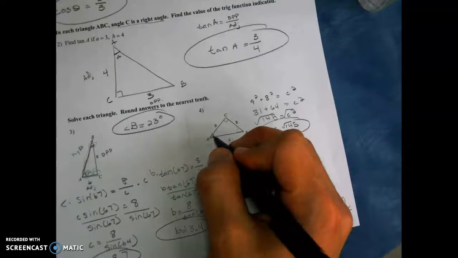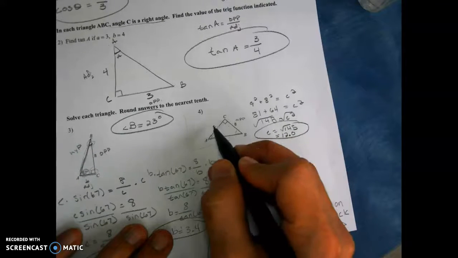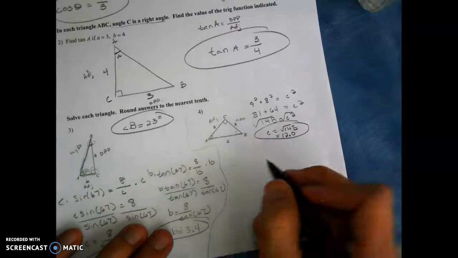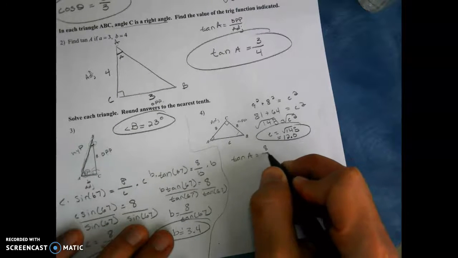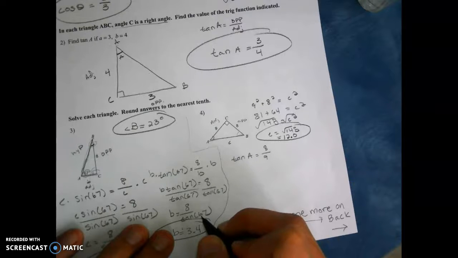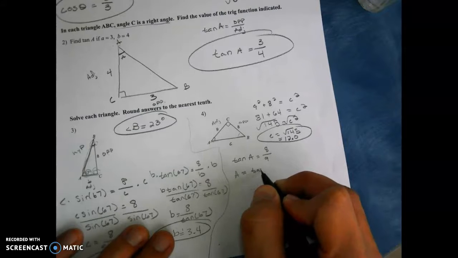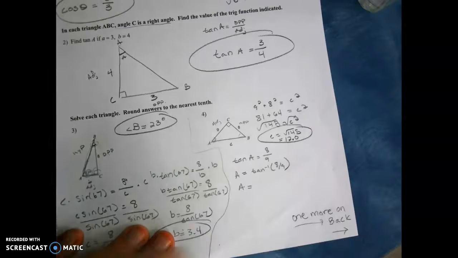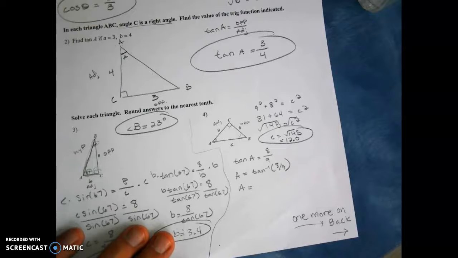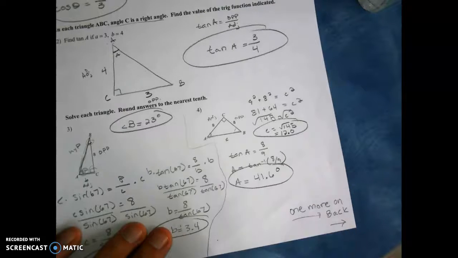Okay, so now we just got to find these 2 angles. So let's start with angle A. According to angle A, that's my opposite. This is my adjacent. So we're going to have tangent of A is equal to opposite, which is 8, over adjacent, which is 9. To solve for A, I'm going to use the inverse. So A is equal to the inverse of tangent of 8 over 9. After we plug it into our calculator, we get A is equal to 41.6 degrees. There's angle A.